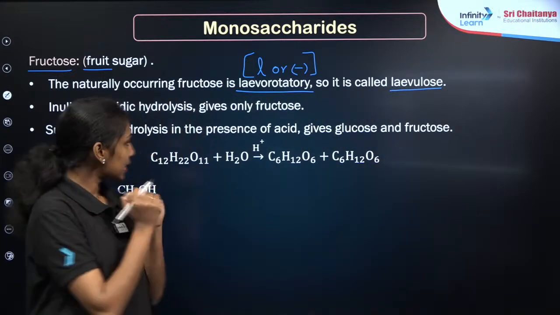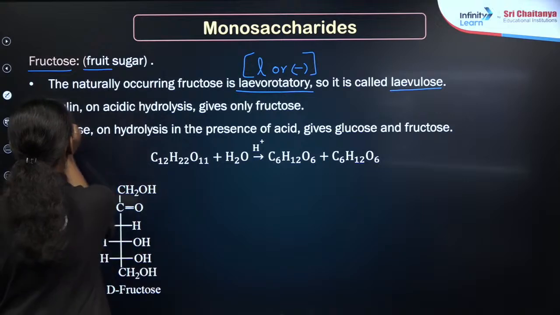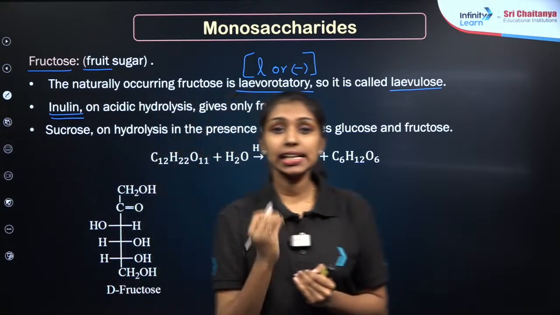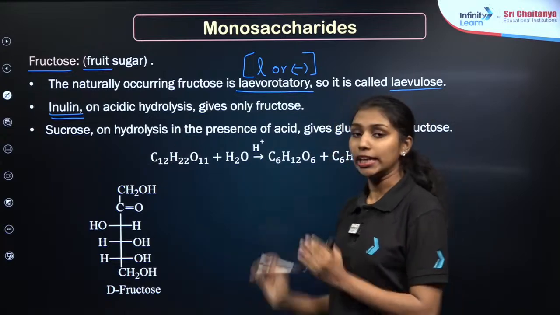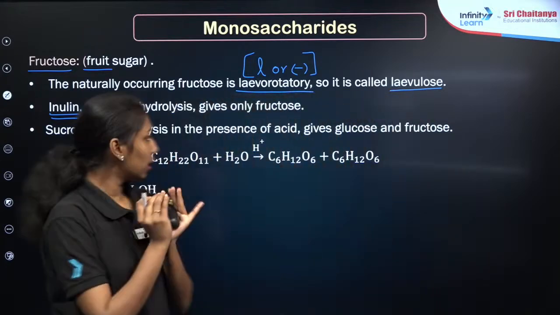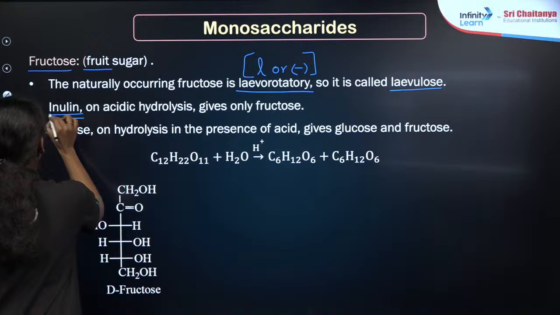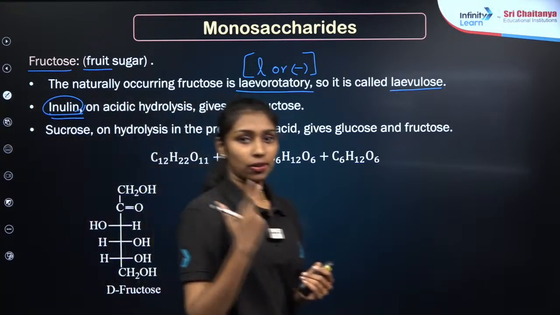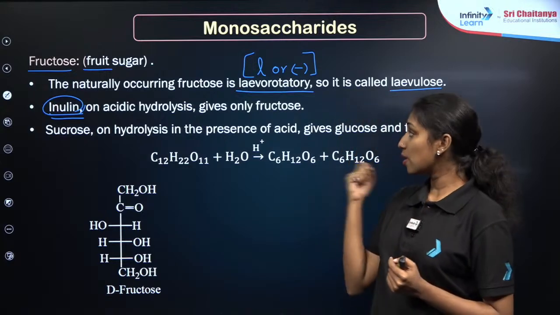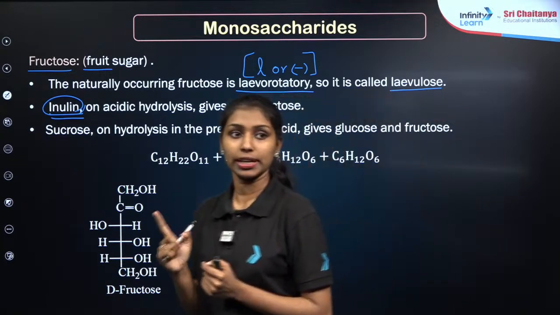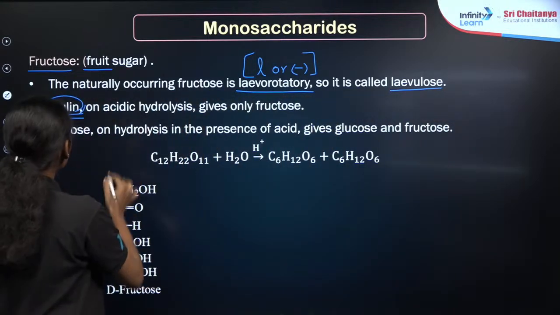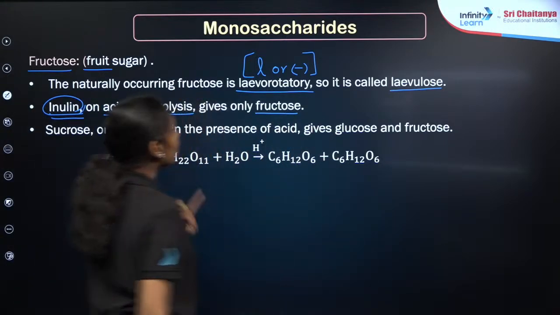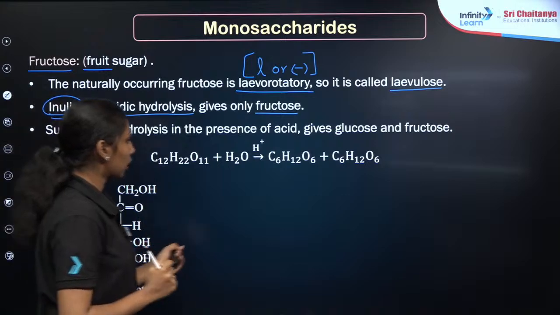Now let us discuss the preparation of fructose. Whenever we do the acidic hydrolysis of this particular compound, inulin, the structure is a little bit complex. So you must have an idea about the name of this compound. Which compound gives only fructose on hydrolysis? It is the inulin compound, right? Inulin on acidic hydrolysis gives only fructose. This will be one method of preparation for fructose. Clear?